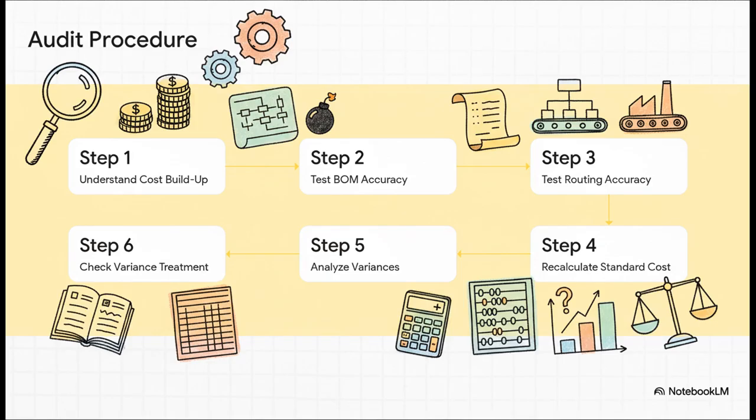Then, you test the two most critical ingredients, the bill of materials and the routing. After that, you're going to recalculate the cost yourself to make sure it adds up. Then you dive deep into analyzing the variances, and finally, you check exactly how those variances are being treated in the financial statements. Now let's zoom in on what is probably the most important step of all, testing that BOM.